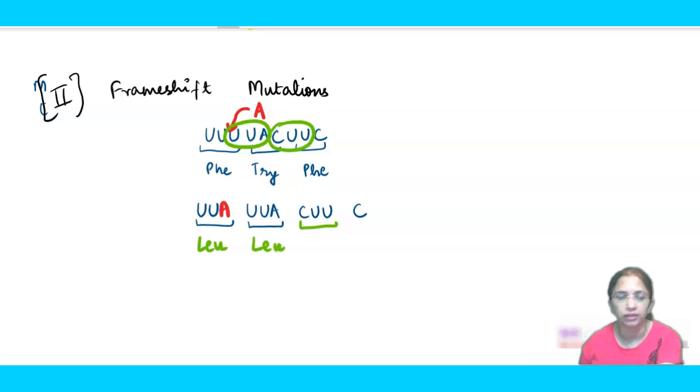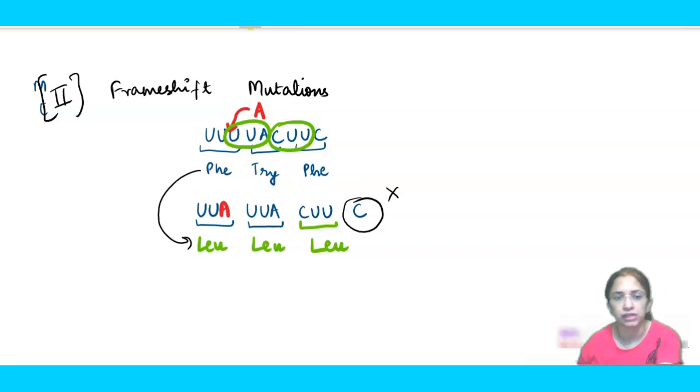UUA again leucine. CUU is again leucine, and this isolated one will not be translated, because translation always happens when a complete codon is there. Here one base alone is there, so it will not be translated. If another sequence is following it, then it will be done. Otherwise we will not talk about this part, because this single C will not be translated. So you can see how it is impacting.